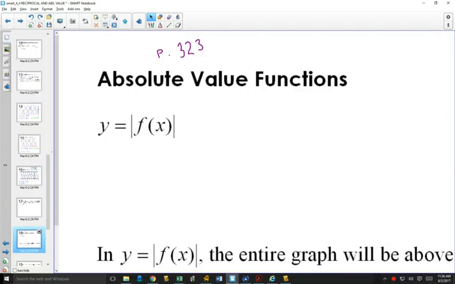So if you want to write these notes down on page 323, there's an empty page there, or you can write it on a separate piece of paper.